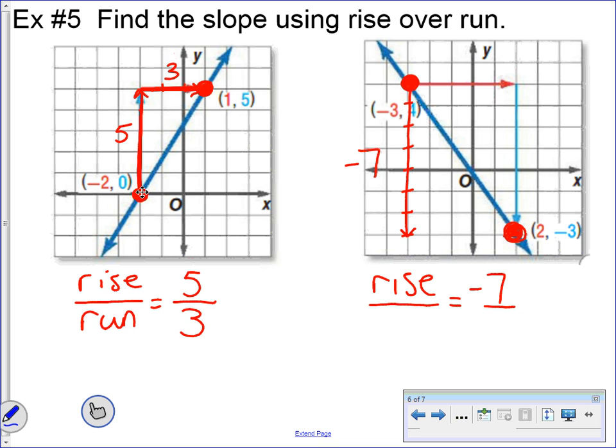Now let's count how many places we run. 1, 2, 3, 4, 5. So I ran 5 places over. So my slope will be -7 over 5. Now, if you prefer to use the formula, you can determine the points from the graph and use the formula. But when looking at a graph, I think it takes less time to count the number of squares that you need to go up or down and then over to get the point.